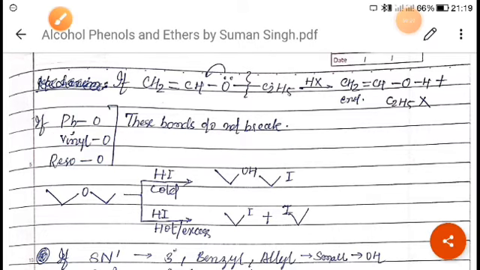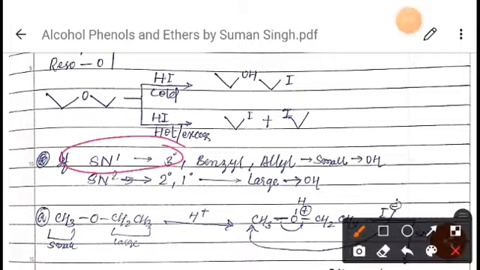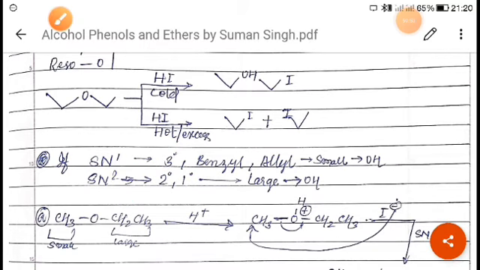As you can see, one example is given here. Now when we talk about SN1, it will be for 3 degree. If there is a 3 degree, then it will go by SN1, and if there is 2 degree or 1 degree, it will go by SN2. And for benzyl and allyl, the halide will attack the small alkyl group, and if there is 2 degree and 1 degree, it will attack the large one. Okay.